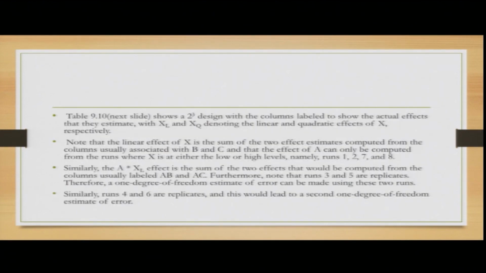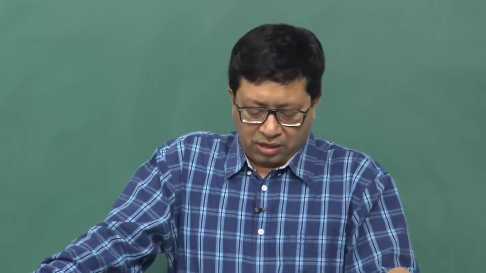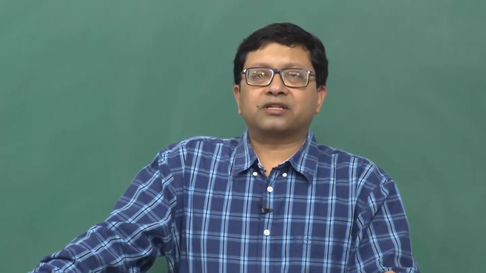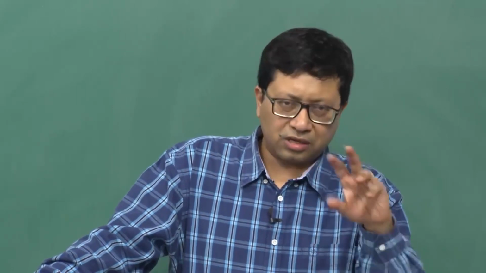The next table, basically the slide, would show the 2 to the power 3 design with the columns labeled to show the actual effects. Note that the level effect of x is the sum of 2 effect estimates computed from the columns. Similarly, you will basically have A to the power xl, A to the power xm, A to the power xn, based on which you will find other combinations. I will come to that later on. Similarly, for runs of 4 replications, 6 replications, 8 replications, we can find out the partitions accordingly, according to the analysis, to the folds, to the level of factors, to how many such blocks would be there, and what is the number of observations in each block. We will study it in more detail later on.